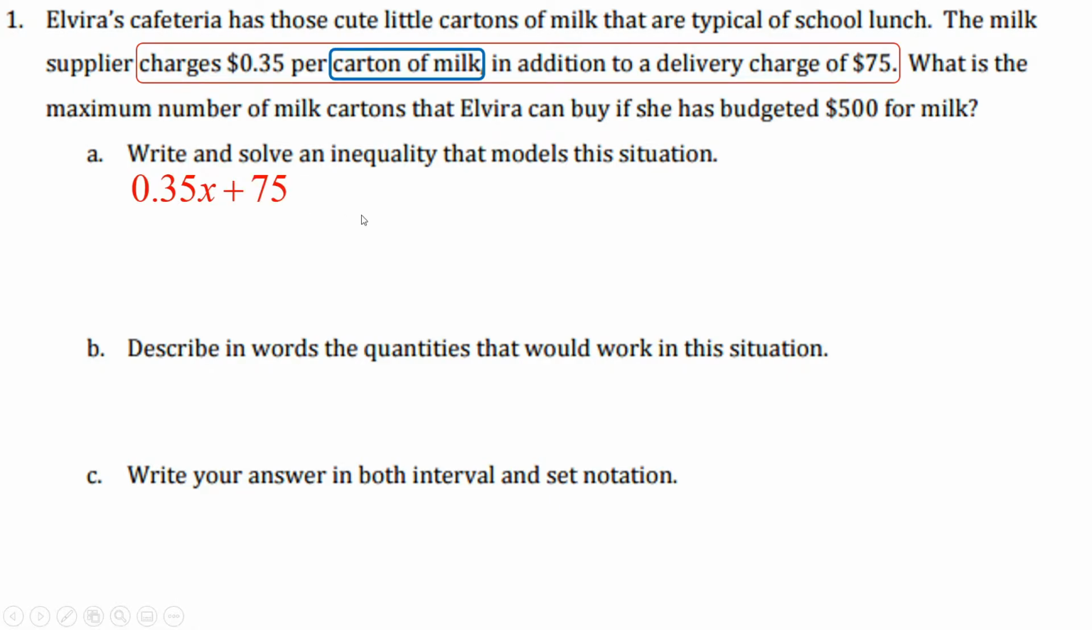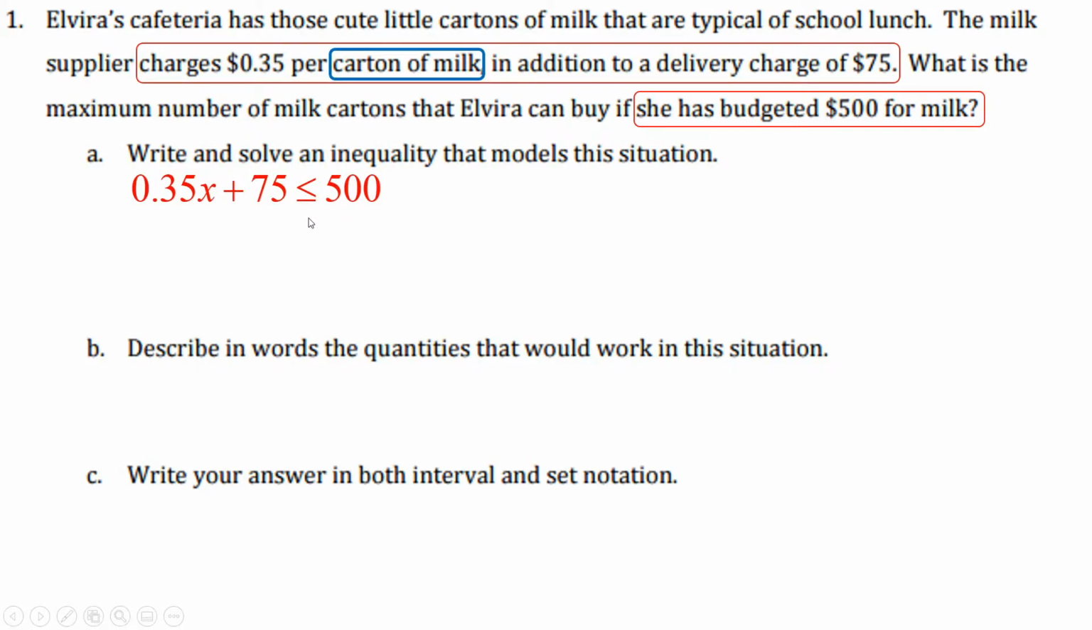And there's my expression. Now, what is the maximum number of milk cartons that Elvira can buy if she has budgeted $500 for milk? Let's think about this as an inequality. If this is my cost, and we have $500, then our cost must be less than or equal to that $500 that we have budgeted. And solve an inequality that models this situation.